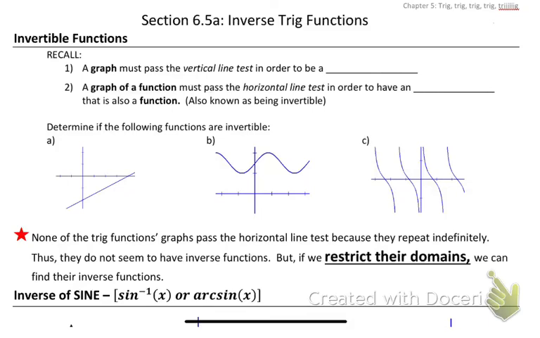What we're going to talk about now. In order for a graph to be a function, it must pass something called the vertical line test. That means each input goes to one unique output. So a graph must pass the vertical line test in order to be a function.